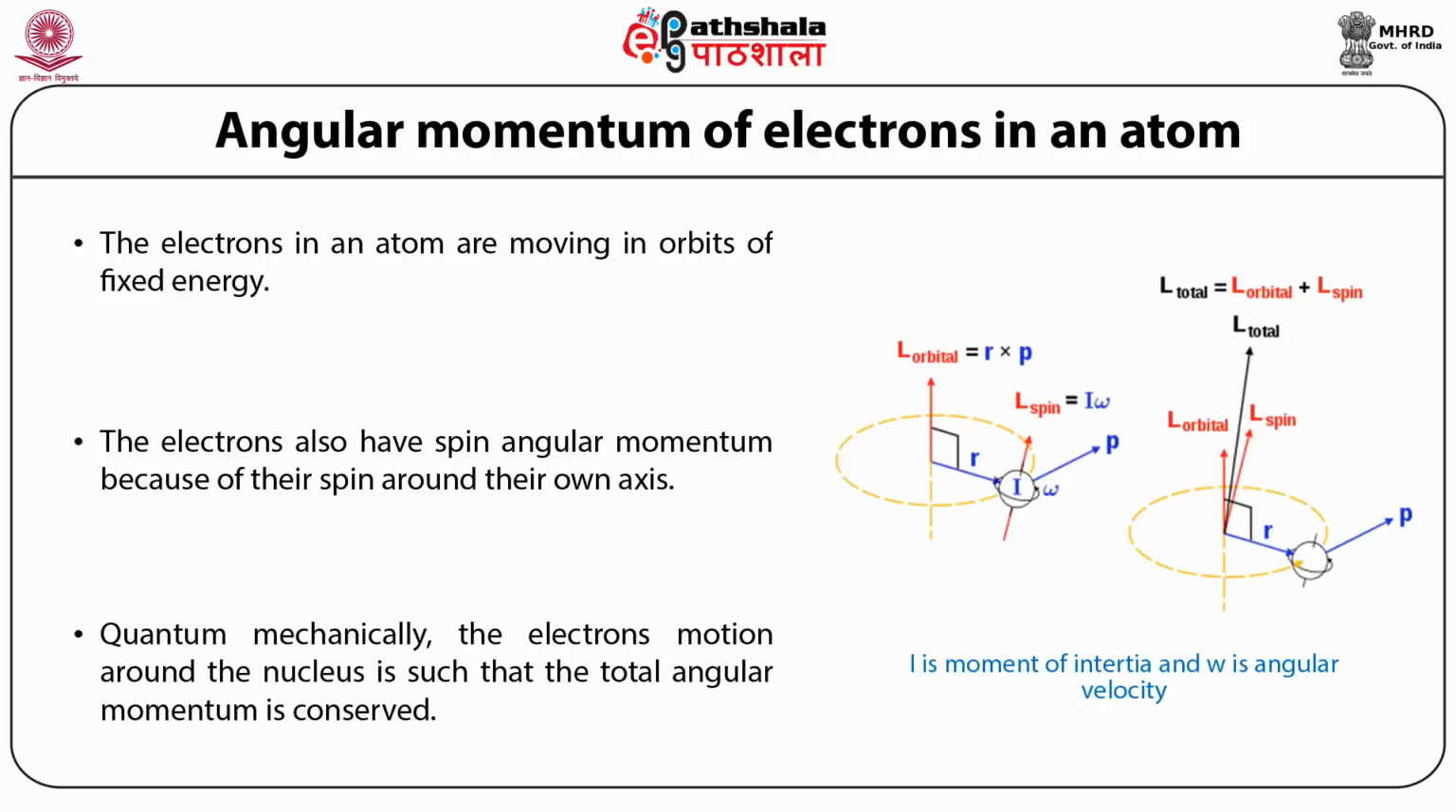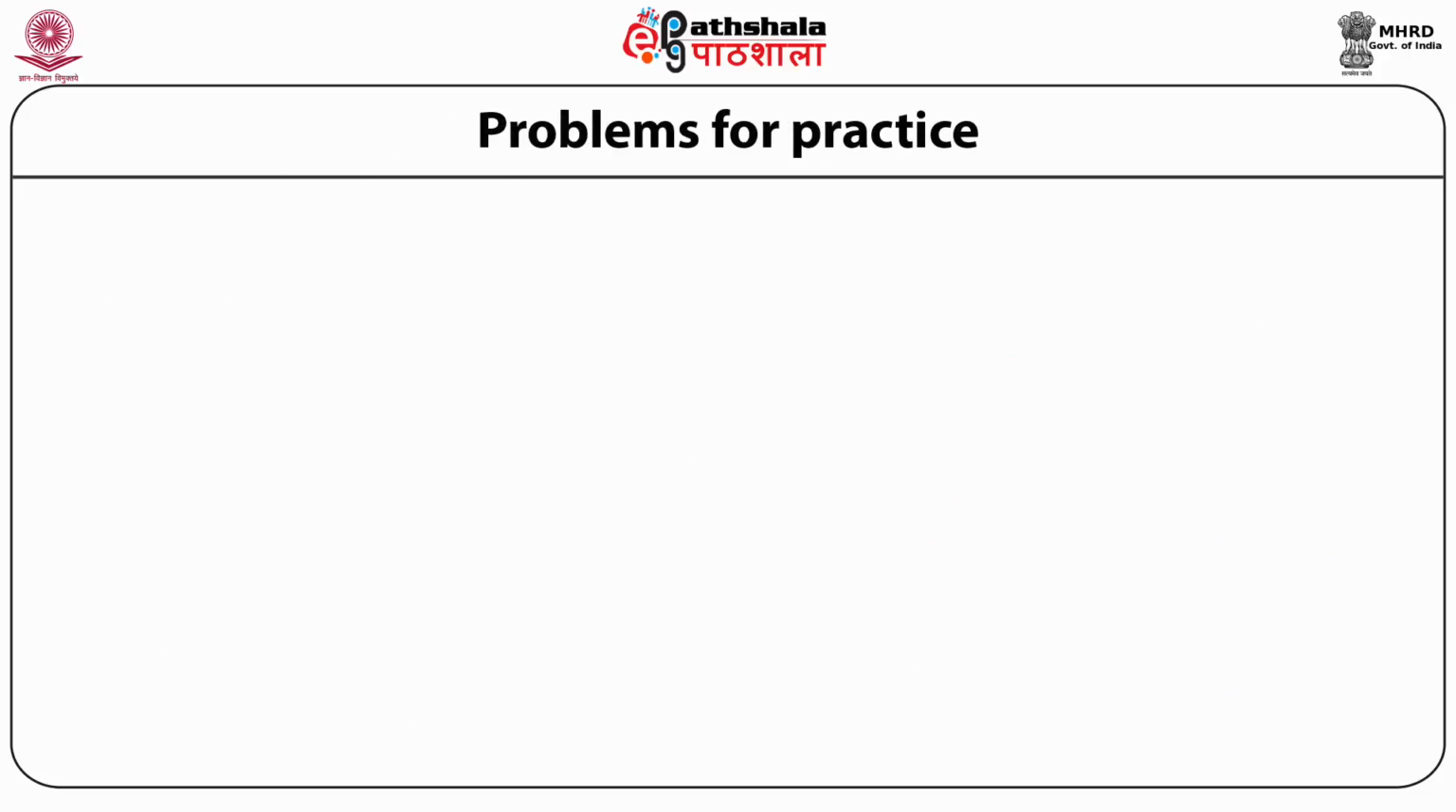And one can actually estimate, depending on the knowledge of the mass of the electron, the forces between the nucleus and the electron, and the size of the orbit, what kind of total angular momentum is there in an atom or the electron in an atom. Let's see some problems for practice.